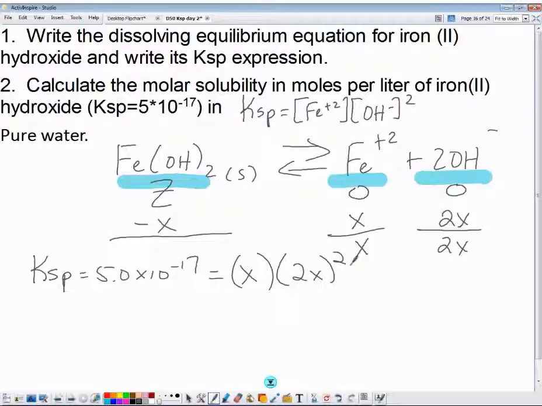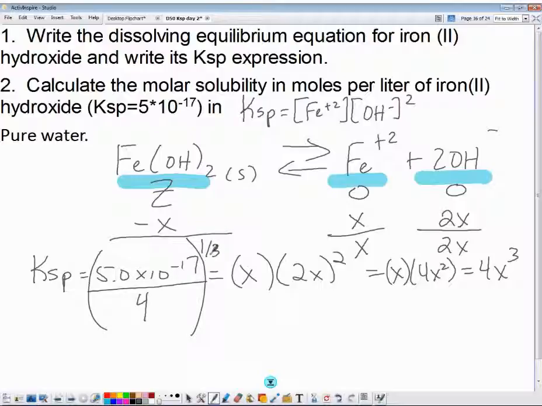And that simplifies into X times 4X squared, which simplifies into 4X cubed. And when I solve for the value of X mathematically by dividing by 4 and taking the third root of that value, so that my 4 goes away and my 3 goes away, X comes out to be 2.321 times 10 to the minus 6 moles per liter. Austin, how would I change that into grams per liter?